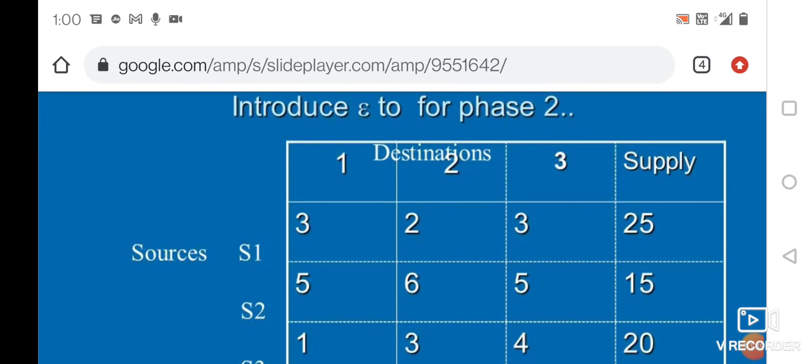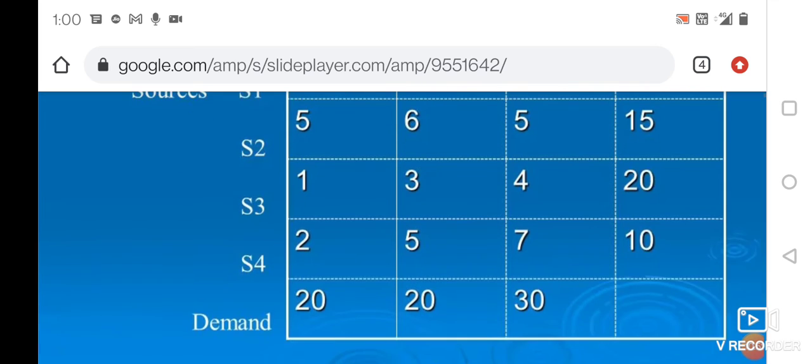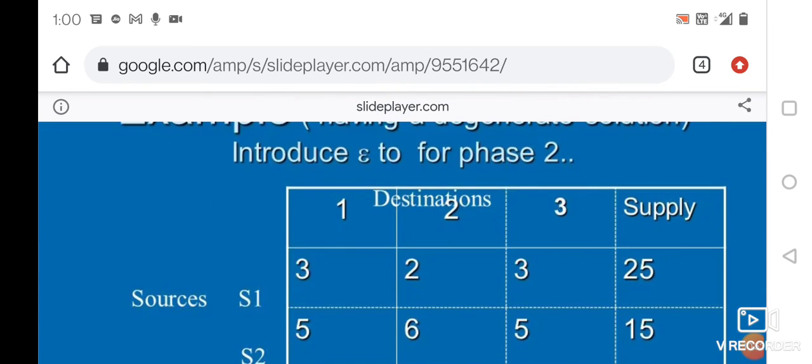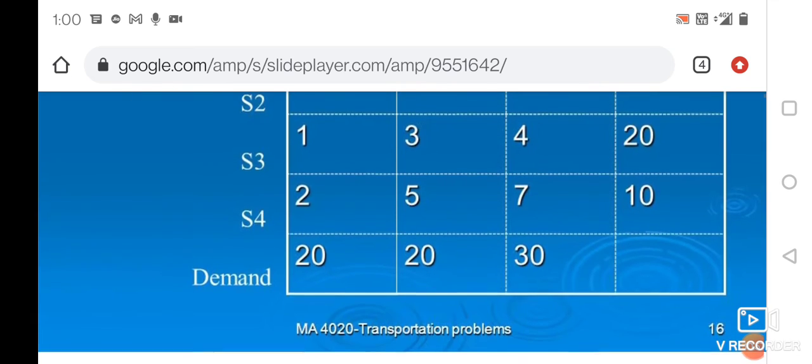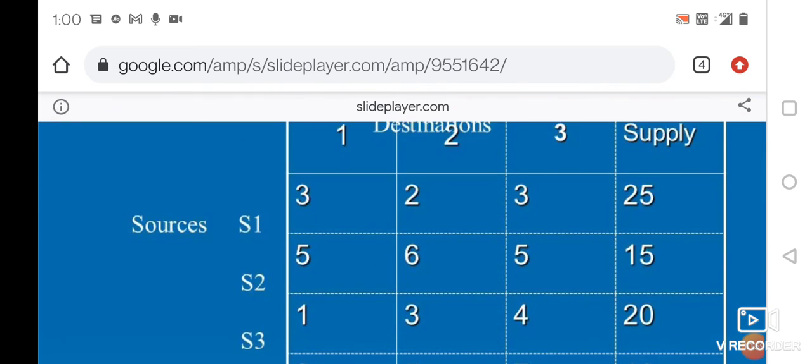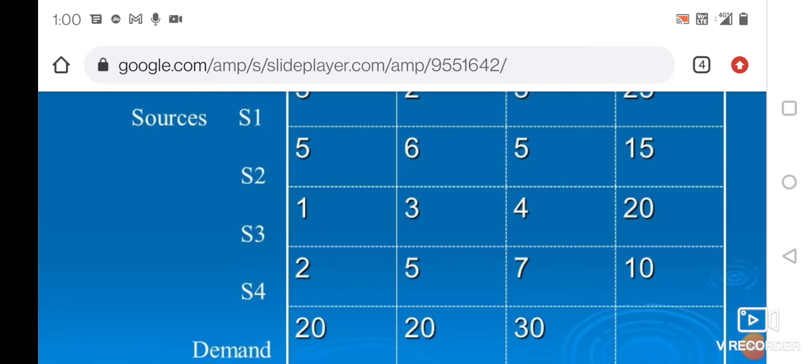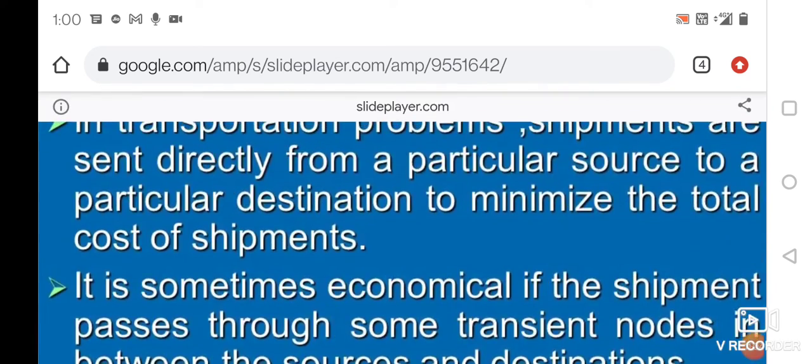Here destinations are 3 and resources are 4. These are the supply: 25, 15, 20, 10. This is the supply.